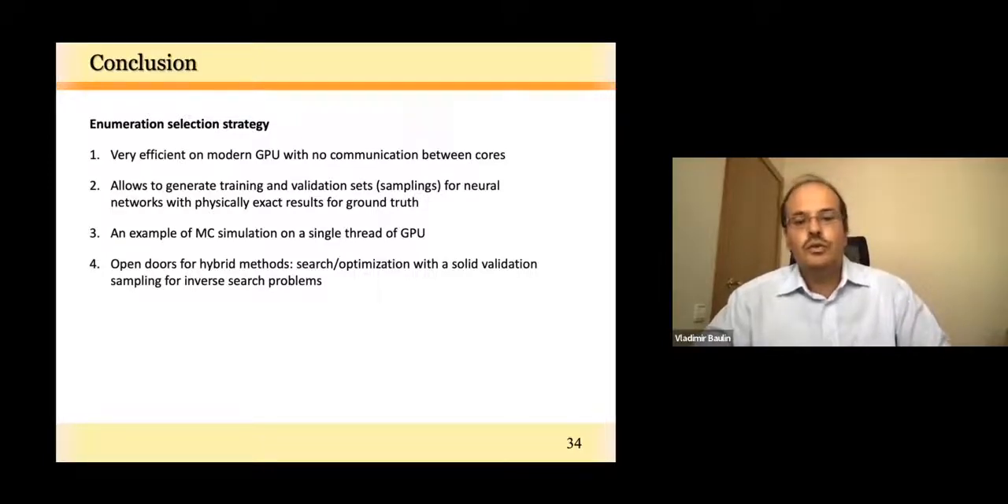And also another point that is quite interesting is that with this method you can basically run a Monte Carlo simulation on a single thread of the GPU. And this is, of course, a generation of the chain. It's very simple, but you can run thousands of simulations simultaneously in one single GPU.